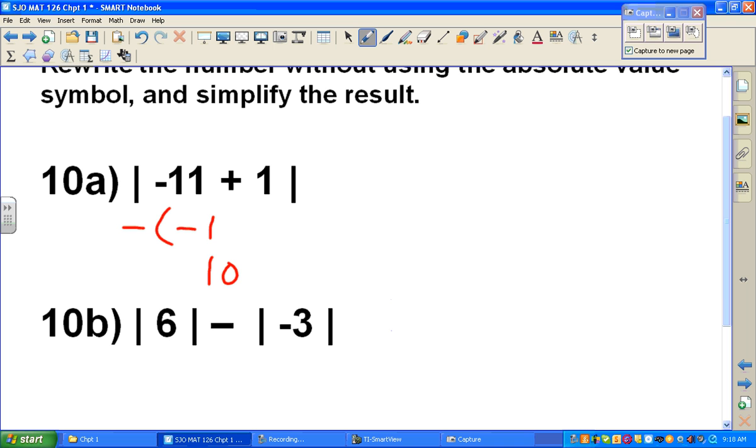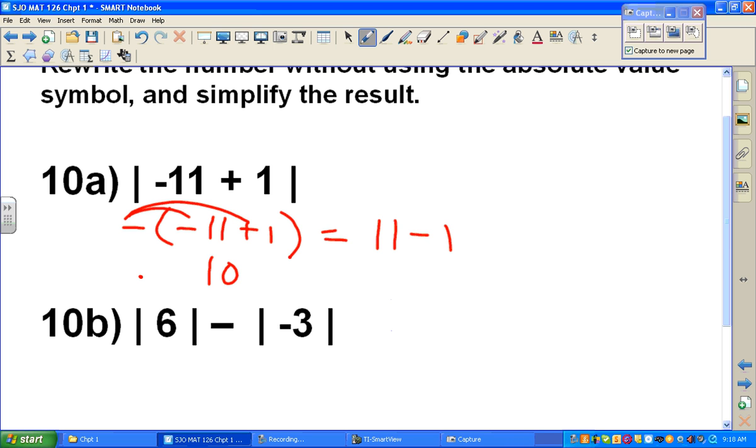Yeah, the opposite of negative 11 plus 1. That gives you 10, doesn't it? Negative 11 plus 1 is? Okay, so that equals 11 minus 1. You have to distribute it all the way through.